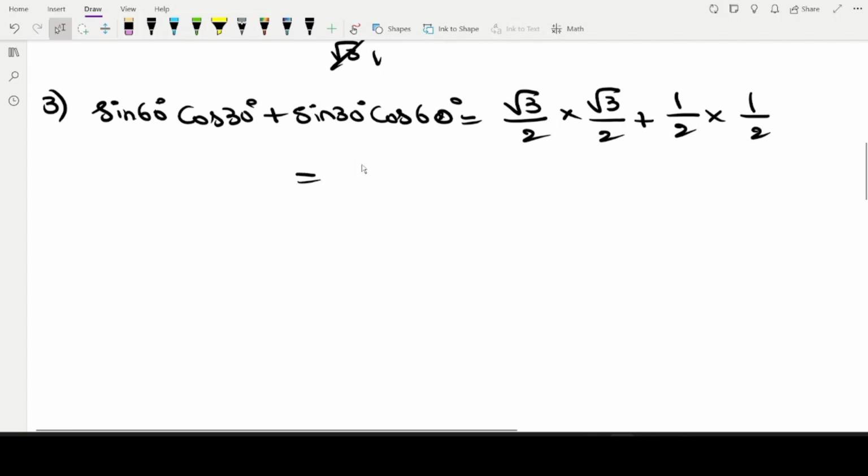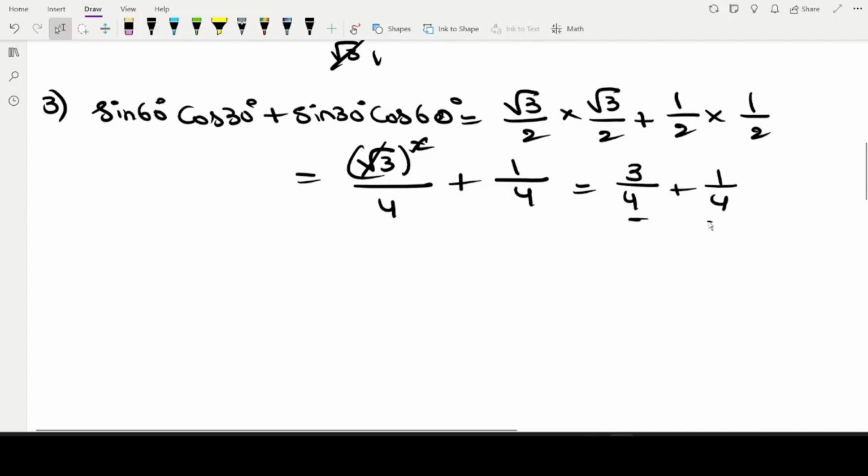Now this becomes root 3 into root 3 whole square divided by 2 into 2 is 4, plus 1 into 1 is 1 divided by 2 into 2 is 4. Now we can write it as, both square and square root get cancelled, now you're left with 3 by 4 plus 1 by 4. As both the denominators are the same, you can write 4 and we add the values 3 plus 1. So 3 plus 1 is 4 divided by 4 gets cancelled. Now you got the value as 1 for the given expression, sine 60 degrees into cos 30 degrees plus sine 30 degrees into cos 60 degrees.